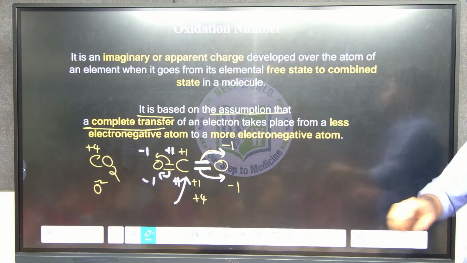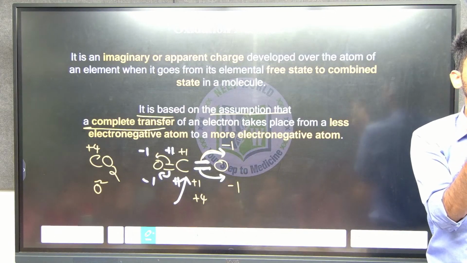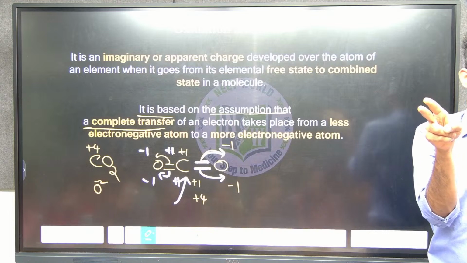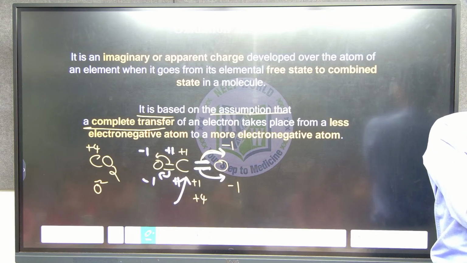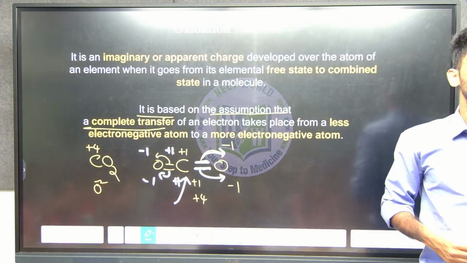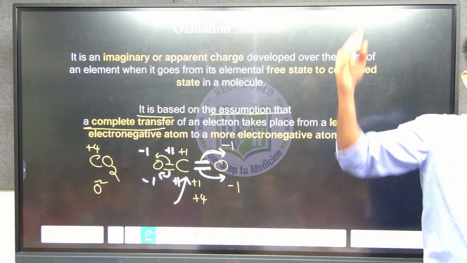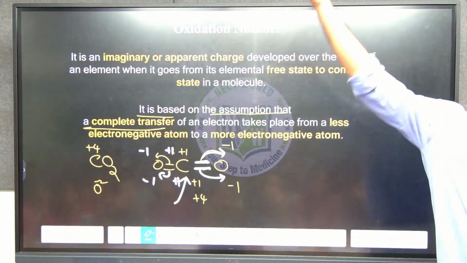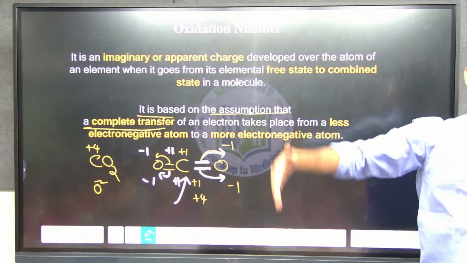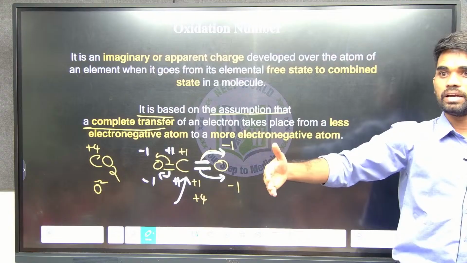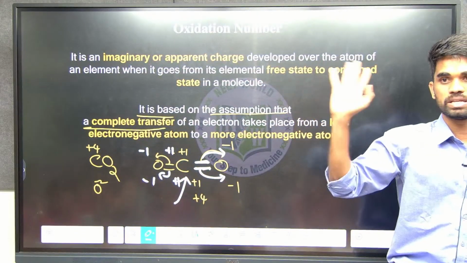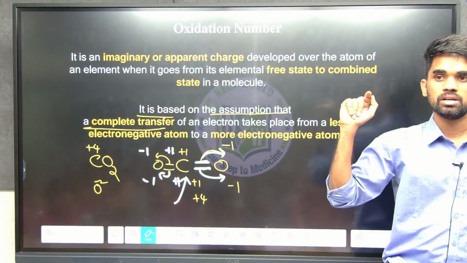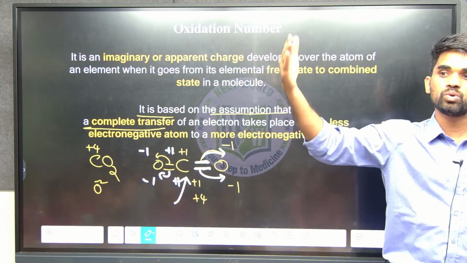Now what is the primary thing you need to remember? Electronegativity difference. The more electronegative atom takes the bonded electrons towards itself. Now in the periodic table, which is the least electronegative group? Alkali metals. So whenever you see alkali metals in any compound, always give them a +1 charge.